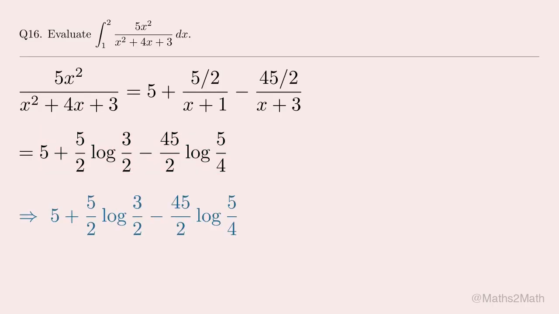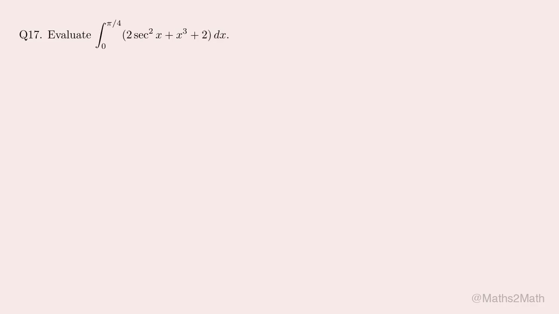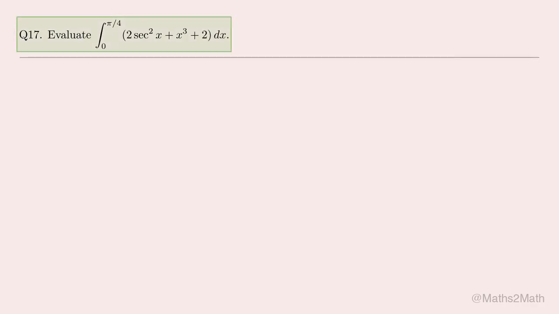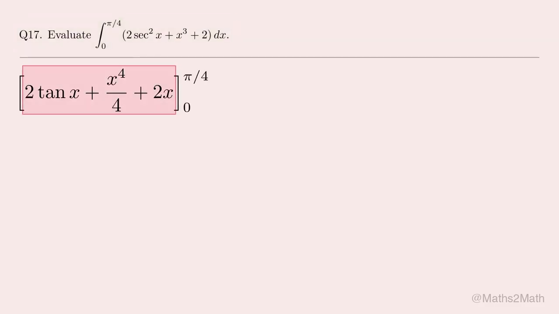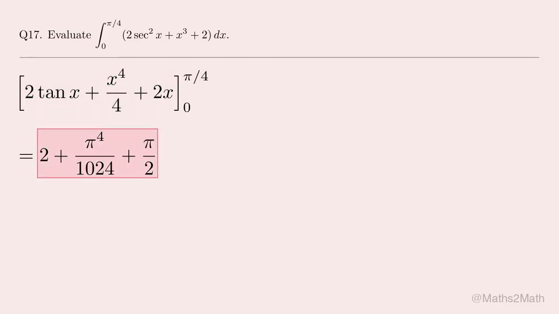Question 17. 3 easy antiderivatives, evaluated at pi over 4. Tangent, the quartic and the line. Antiderivative, 2 tangent plus x fourth over 4 plus 2x. Tangent of pi over 4 is 1.